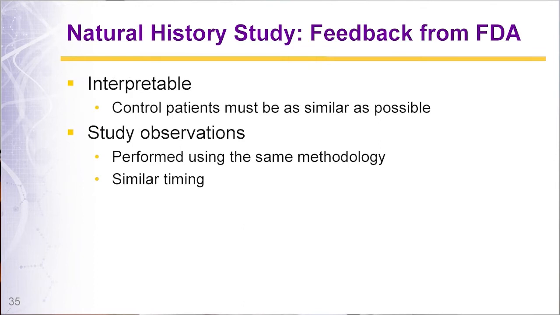During the planning stages, feedback was received from the FDA, outlining the information to provide regarding the use of the natural history data in lieu of a concurrent control, such that it would be acceptable. Specifically, it was noted that for natural history data to be interpretable, the control patients must be as similar as possible to the population that will receive the experimental therapy with respect to various characteristics, such as their genotype, demographics, baseline functional status, and concomitant therapy, with the exception of receiving the investigational product. In addition, study observations should be performed using the same methodology and timing in the controls and the experimental subjects.